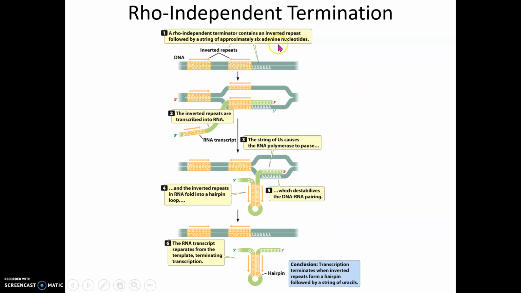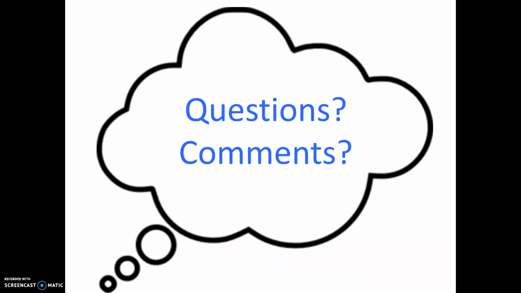So if we look at it here, you have these inverted repeats. These inverted repeats are going to be complementary to each other. And then you have the area that codes for the uracils. So after these are transcribed, you get these inverted repeats, you form this stem loop or hairpin, then you transcribe the uracils, and this is causing the destabilization. This is causing polymerase to pause and then to fall off. And then you terminate. Okay?